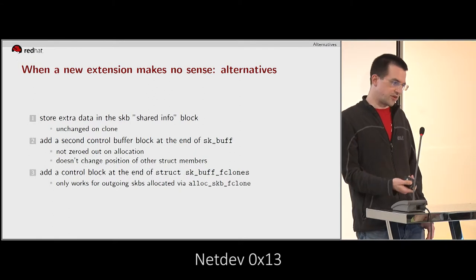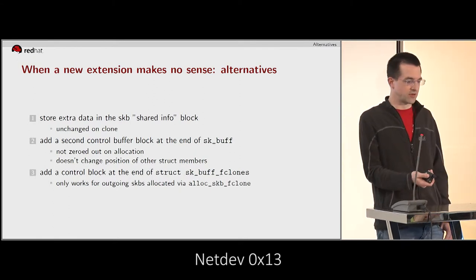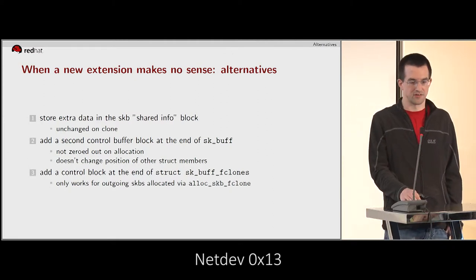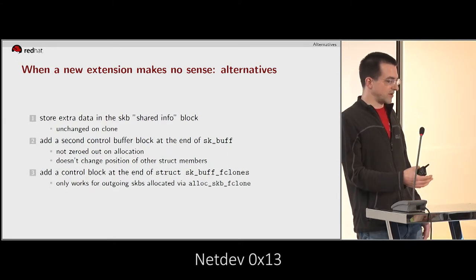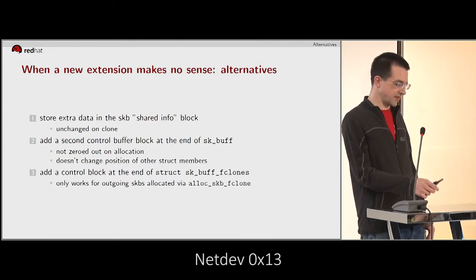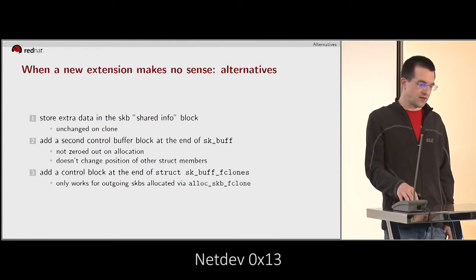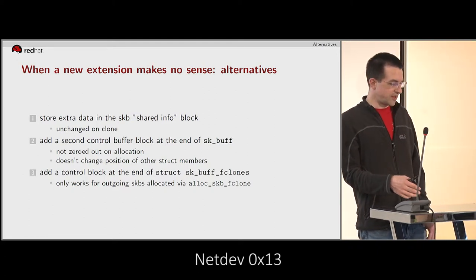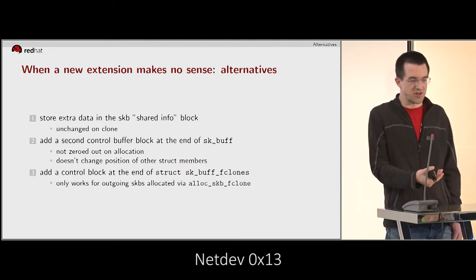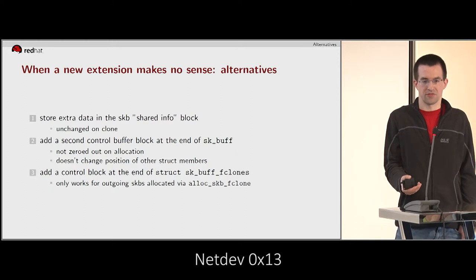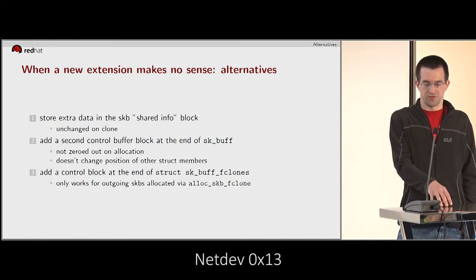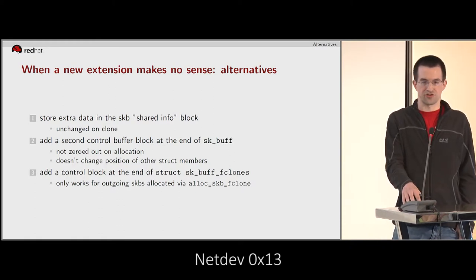There are a couple of alternatives. What was discussed during the MPTCP work, how do we solve our problem to store the sequence map? One idea was to store the extra data in the shared info block, which hangs at the end of the data buffer. That's one way, but the problem is that it's unchanged on a clone. It's implied in the name, it's shared information. So whenever you clone something and one entity makes a change, then it becomes effective for every sk_buff structure that references the same data.